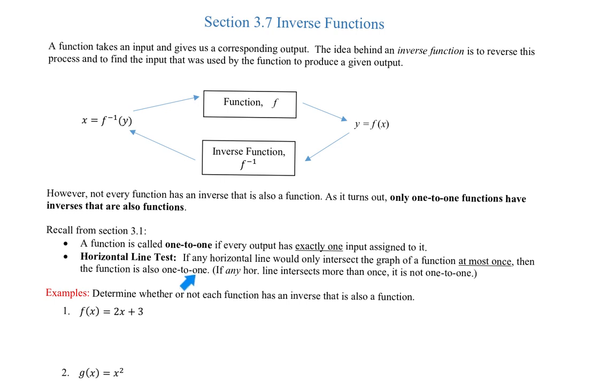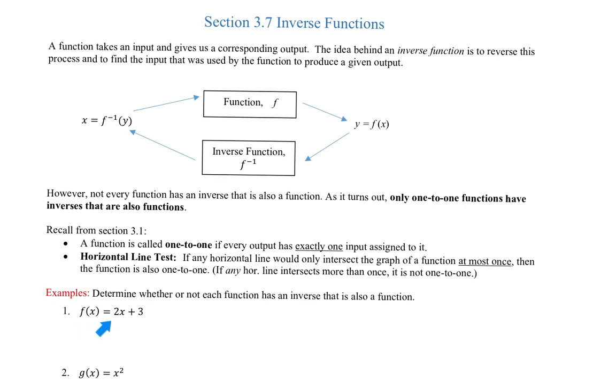So in other words, if you have a horizontal line, you only want that horizontal line to touch the function in one place at most, no more than one. So as we move along with inverse functions, let's remember not every function will have an inverse. In order to have an inverse, the function must be one-to-one. So in our first example, we're asked to determine whether or not each function has an inverse.